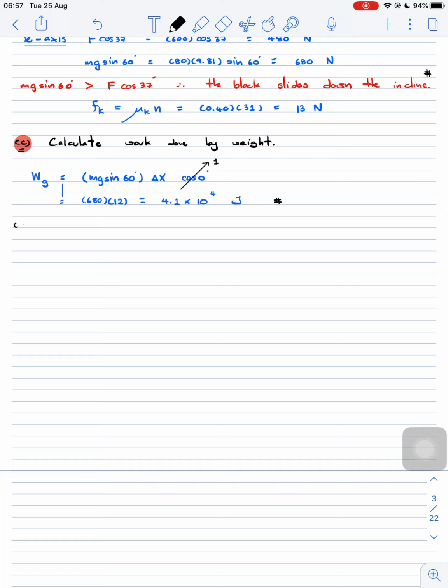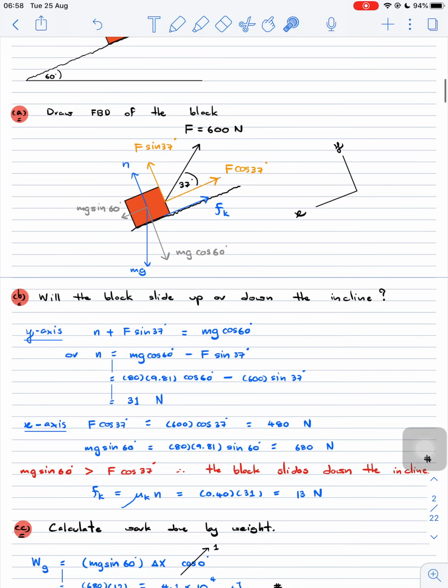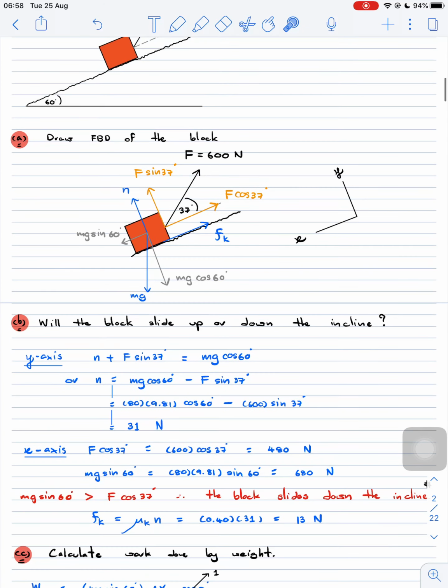Now for part D, we need to calculate the work done by the force F. So the work done by this one. Again, you can see that the force F here, we can separate into two components, the F sine 37 degree and the F cosine 37 degree. This one is perpendicular to the displacement, so the work done by this one is equal to 0. So let's just ignore this.